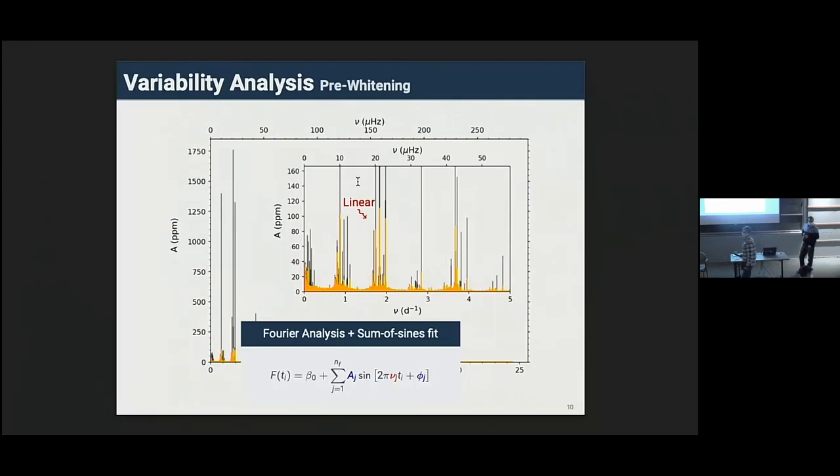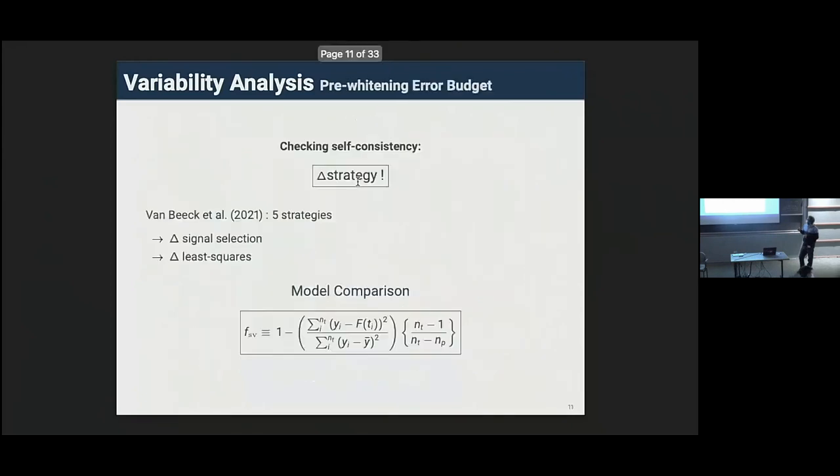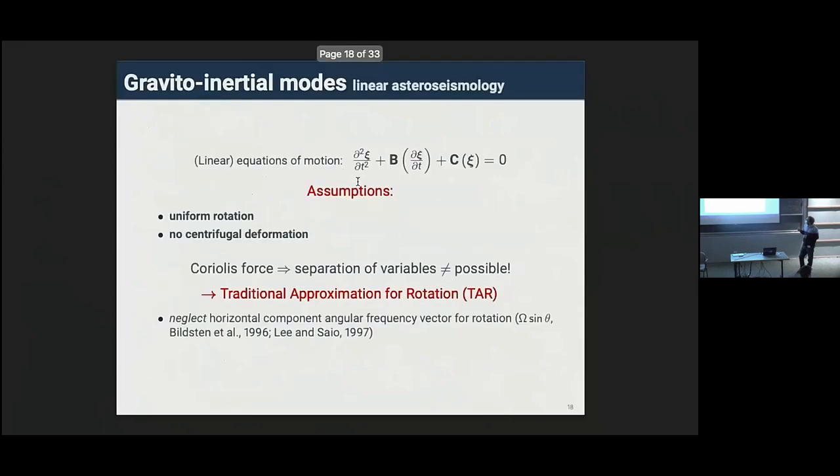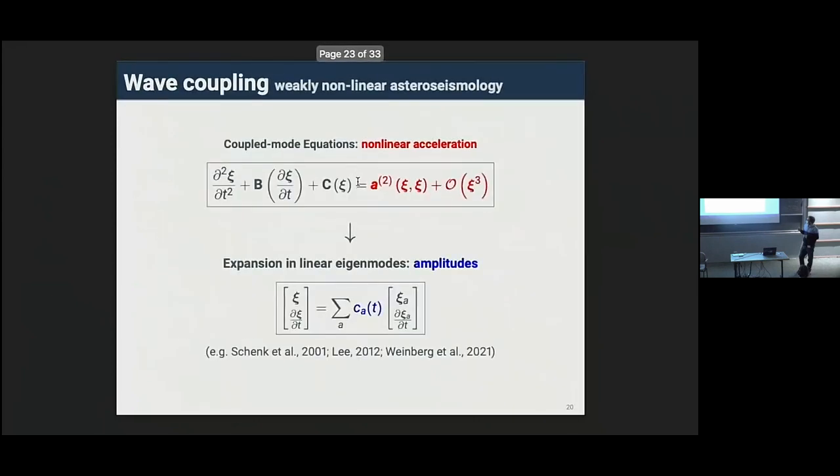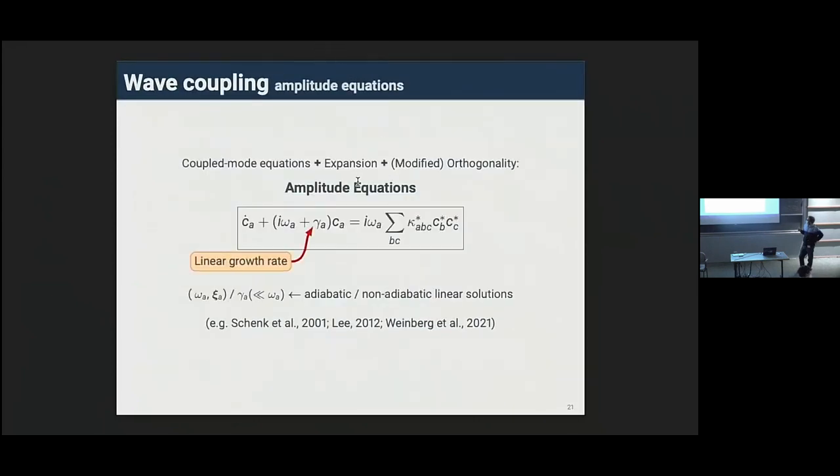Question from Pascal Garot. When you write down your equation for the amplitudes, there's a linear term, a linear growth rate. Is that a growth rate, i.e., is it positive, or in this case it would be negative with this sign? Is it a damping rate? It depends on the sign of the term, right? What's the mechanism for the instability when there's actual growth?